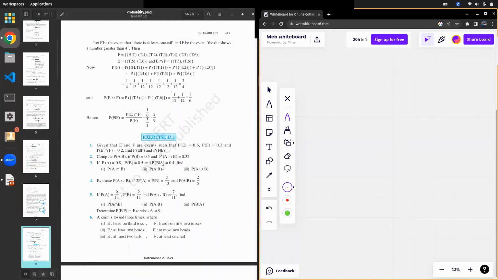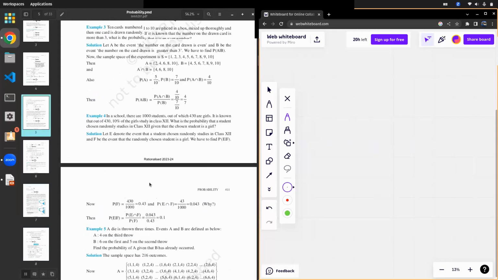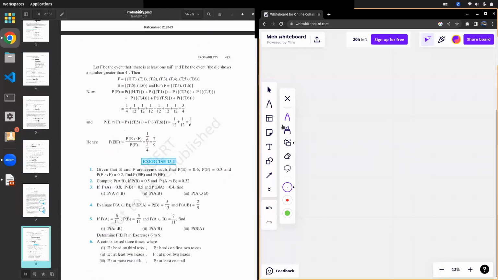So now I am going to do the exercise starting point. So we'll do every problem. First, I think it will be better if I write the main formula which will be used in the exercise. This exercise 13.1 is mainly based on conditional probability. So first I'll write that formula which will be used very frequently in this topic.